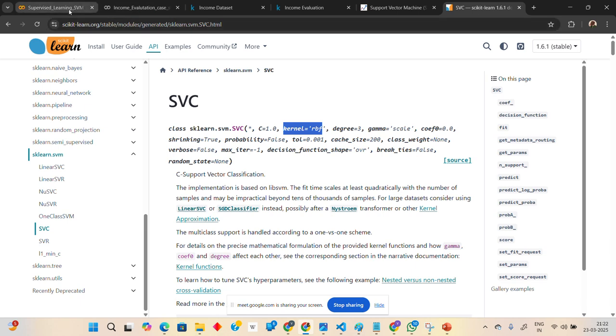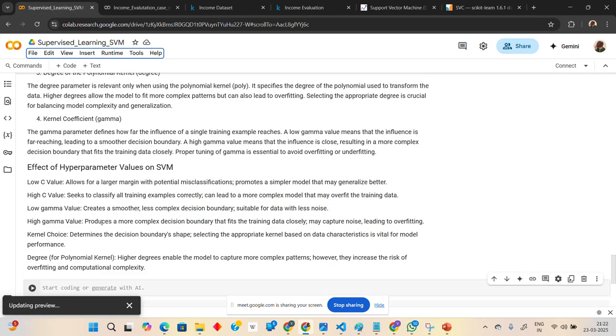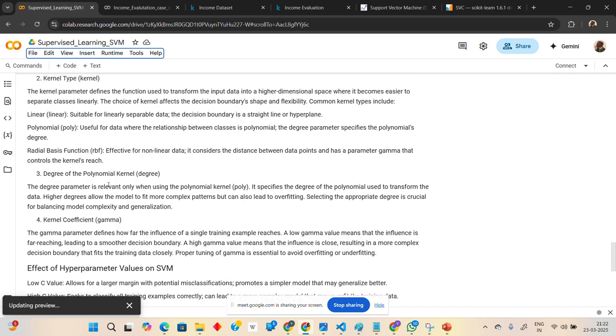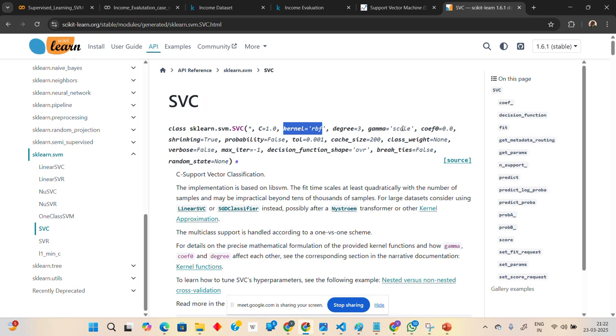We also defined what the different types of kernels are, right? By default it is RBF. Here you can see RBF. It is effective for nonlinear data. It considers the distance between the data points, and as a parameter, gamma is there that controls the kernel reach. So gamma is also there. If you don't specify any gamma, by default it is scale.